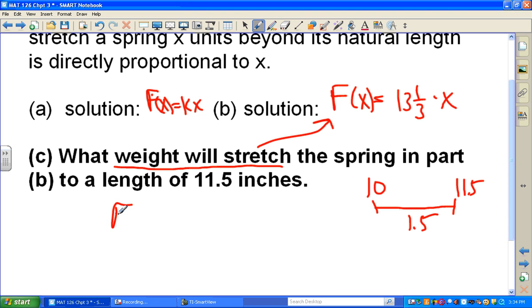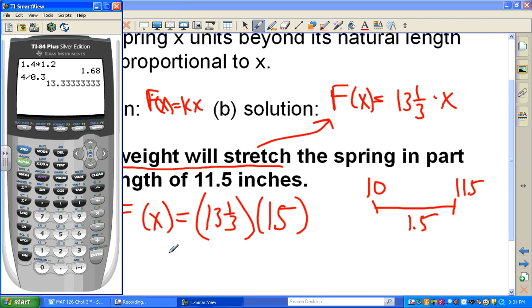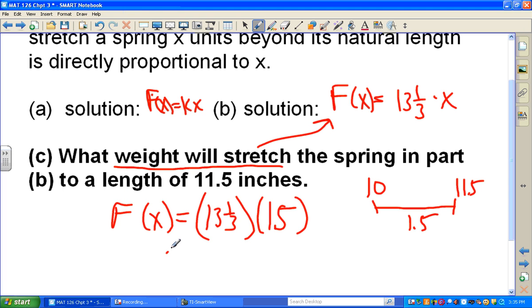So, f of x equals, let's see, 13 1/3 times 1.5. Well, that's not too bad. When you do a mixed number on the calculator, actually I don't do mixed number, I can just do this number. I just put times 1.5. 20. That sounds about right. F of x equals 20 pounds.